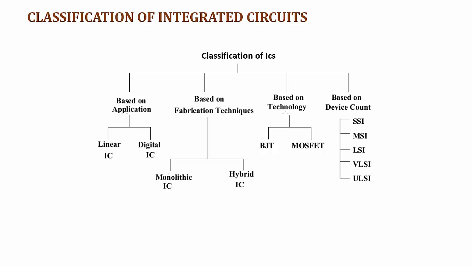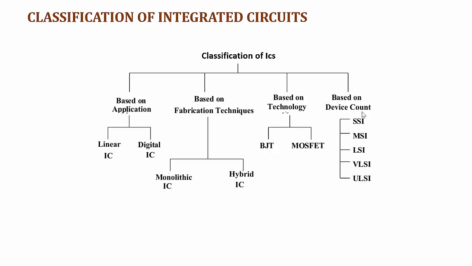When the output voltage is controlled by the input current, the technology comes under current controlled technology, that is BJT. When the output voltage is controlled by the input gate voltage, the technique comes under field effect transistor, voltage control technology. So which type of transistors are used inside the ICs, that classification is dependent upon the technology.